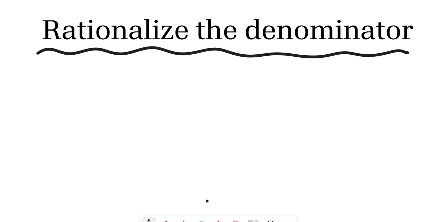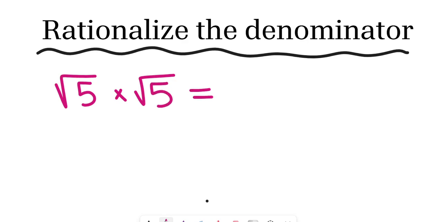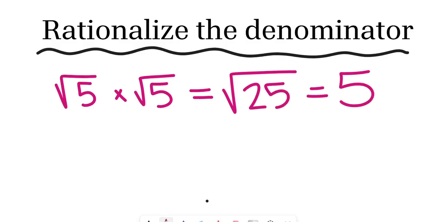Alright, rationalize a denominator. Now, what does that mean? First of all, before we start with this, I just have a quick review for you. This is something that we did last week. So if we say, for example, square root of 5 multiplied by square root of 5, that is equal to square root of 5 multiplied by 5, 25. But this is basically equal to 5, right?